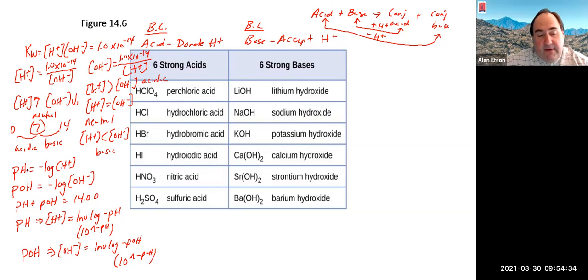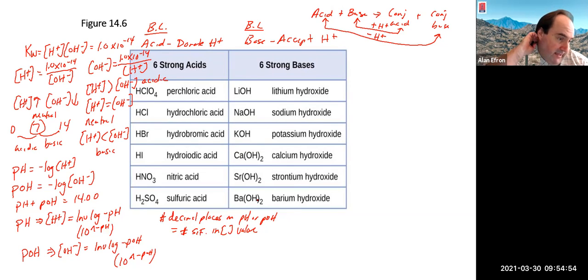Remember, in terms of significant figures, the number of decimal places in a pH or pOH value equals the number of significant figures in the concentration value. So we go from sig figs to decimal places when we're calculating pH or pOH. We also go backwards. So if you're starting with the pH or the pOH, and it has 2 decimal places, your concentration should end up with 2 significant figures. Any questions on all that stuff that we talked about last time?